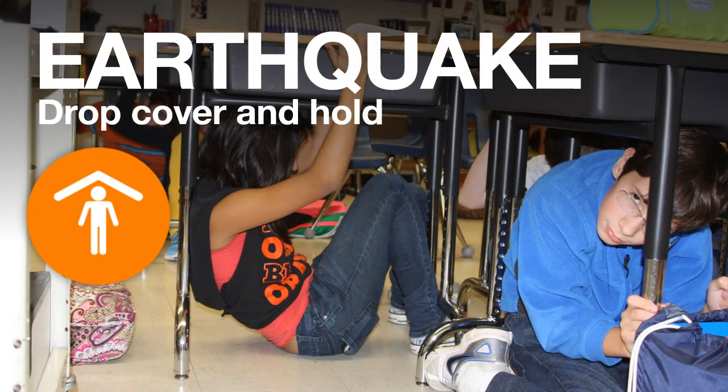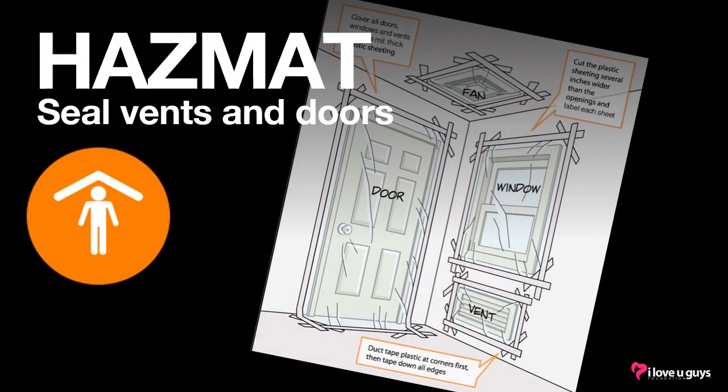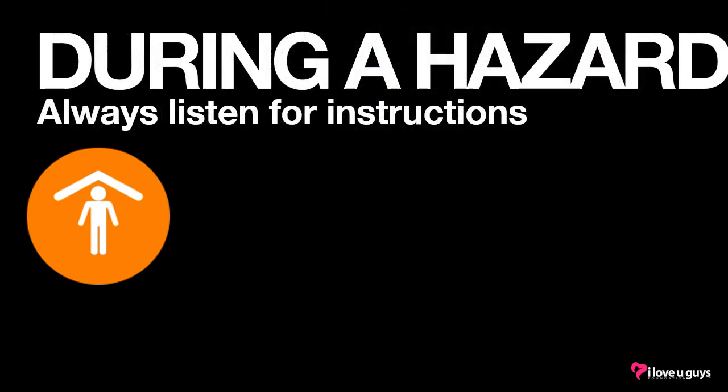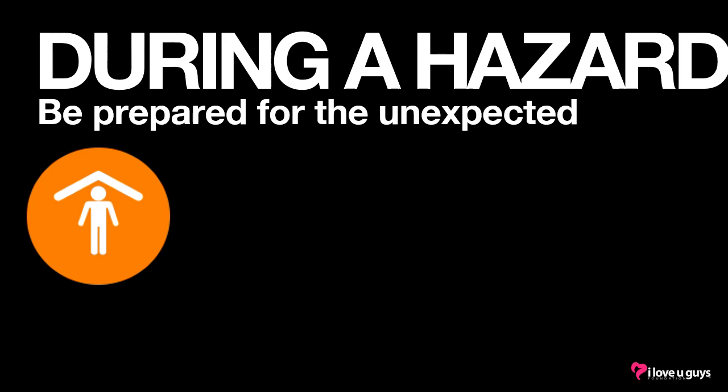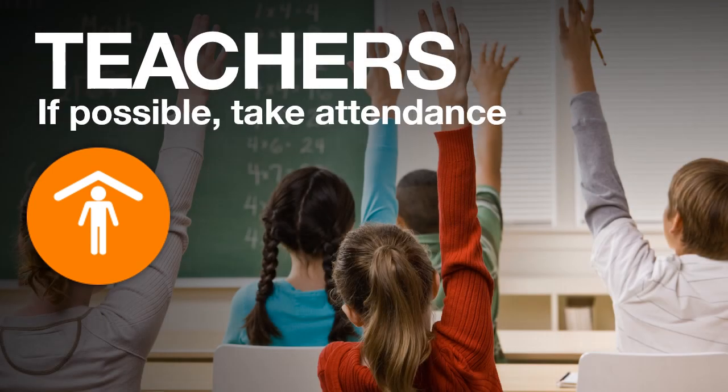In earthquake country, the safety strategy is drop, cover and hold. For a hazmat risk, we would seal the room by taping plastic around doors, vents and windows. Listen for instructions. The situation may be very dynamic. Always be prepared for the unexpected. During a shelter event, teachers should try to take attendance and note the time.